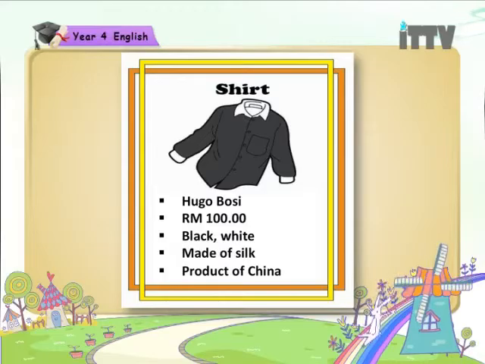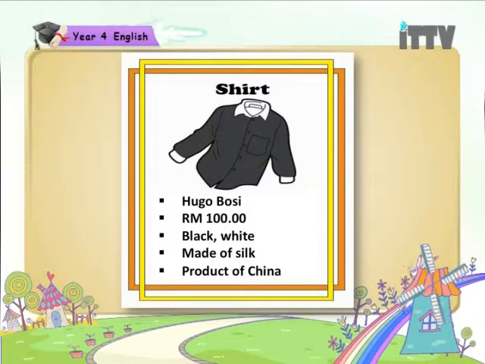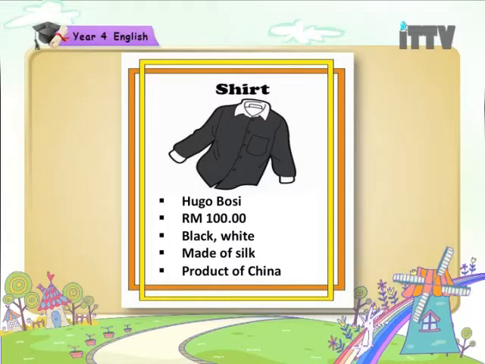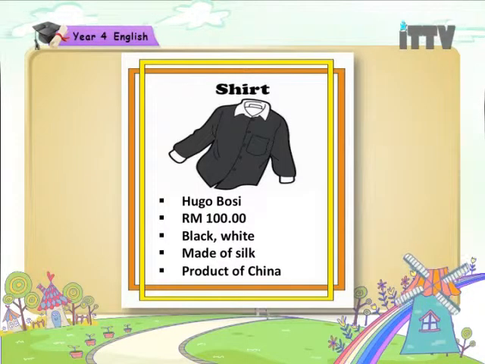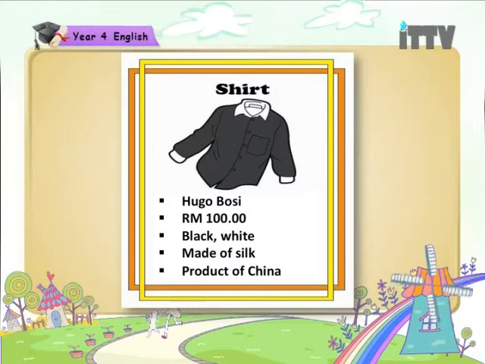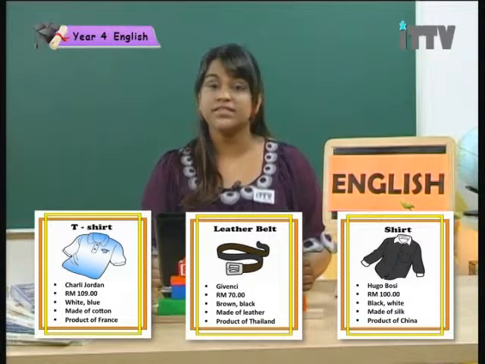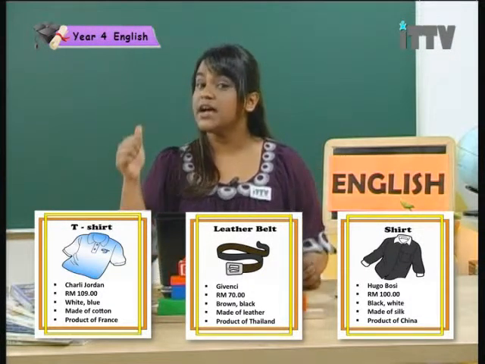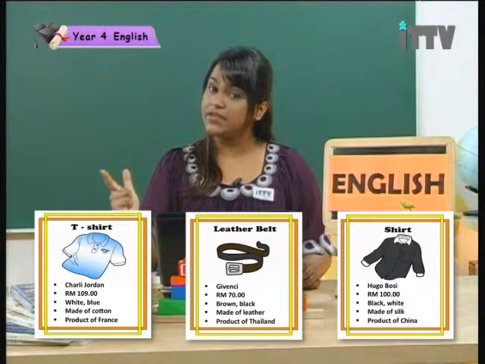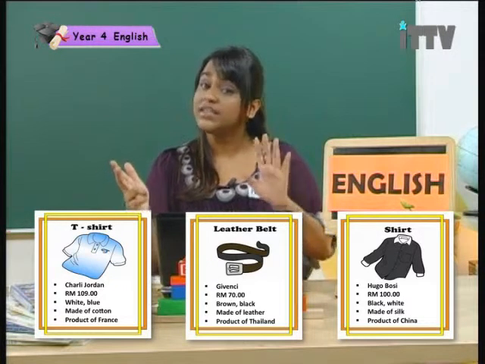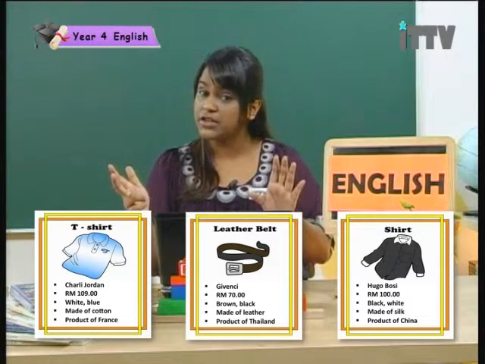Now this is a shirt. Now the brand name is Hugo Bossy and it is RM 100. It comes in two colors, black and white. It is made of silk and it comes from China. Well, there you go students. 3 different products. A t-shirt, a leather belt and a shirt with different information based on them.